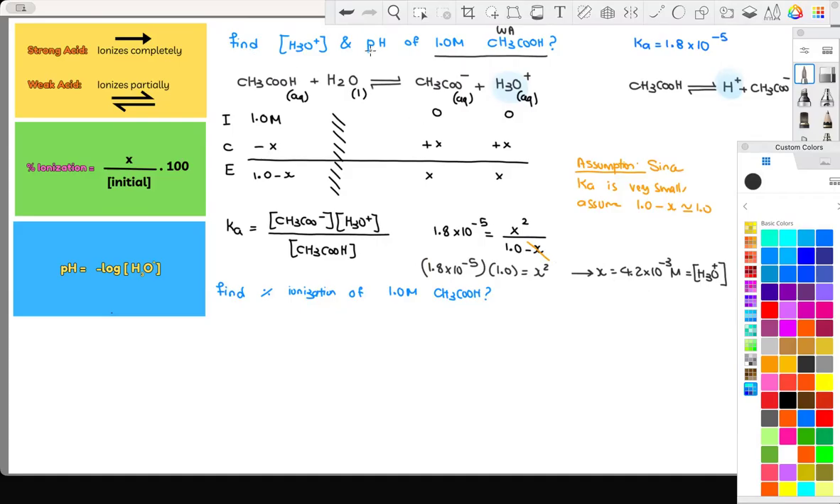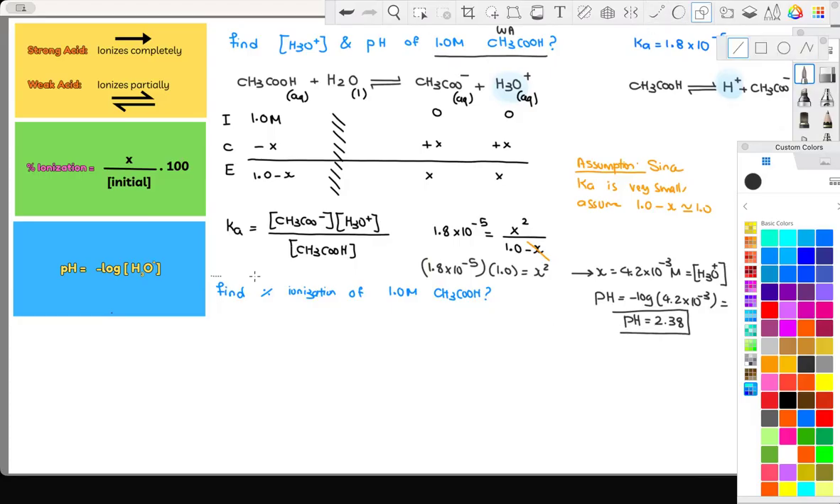Now, for the next part, it's asking us to find the pH of this solution. So pH, as you can see in the blue box on the left, is always found by getting the negative log of the concentration of hydronium ion. So if I want to find the pH now, I can essentially just get the negative log of the concentration above, which is 4.2 times 10 to the negative 3. And my pH would end up becoming 2.38. So I can say it's 2.38, and that would be the pH of this weak acid.